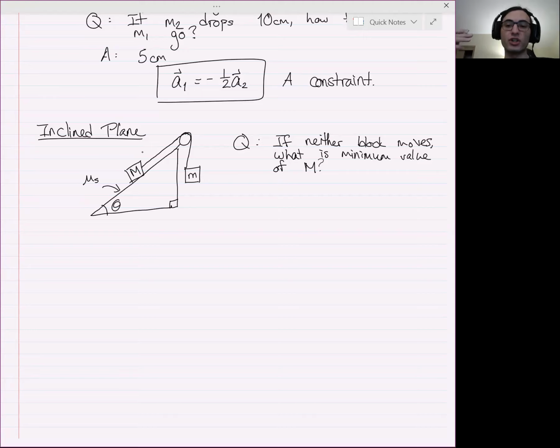And note that there is friction, so even if capital M and little m were perfectly balanced, friction gives you a little bit of wiggle room. It'll give you a minimum value of M and a maximum value of M before it can move, because friction can buffer against extra mass. So let's just start.